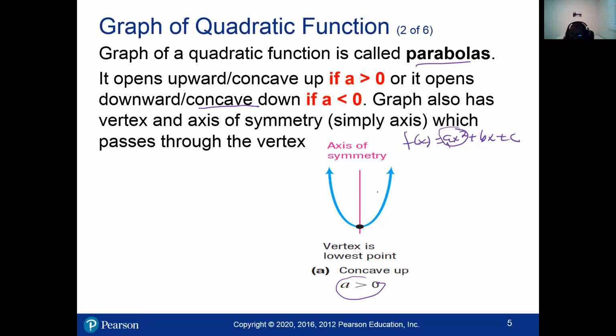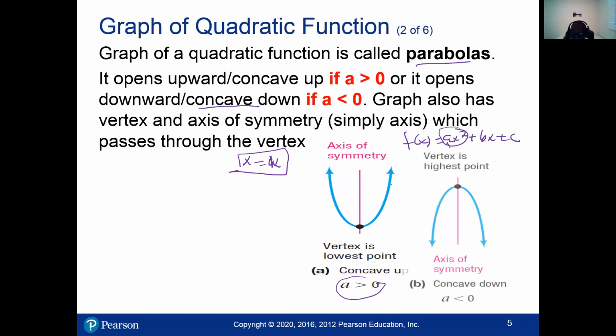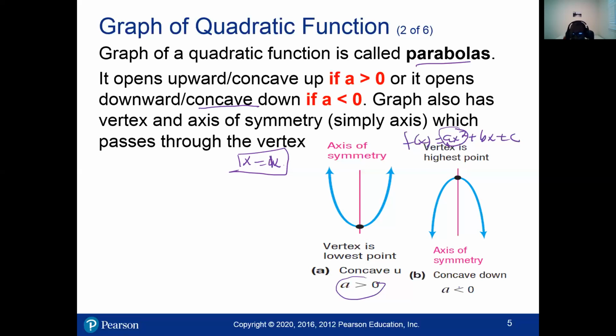So the graph will, if the y-axis is a mirror, the axis of symmetry, then it's symmetric with respect to the y-axis. If it's a different line, it is going to be of the form x is equal to some k. Let me use k so that you don't confuse that with the a, the coefficient of the x squared. And then the other graph opens concave down. Your a is negative, and that's how the graph looks.